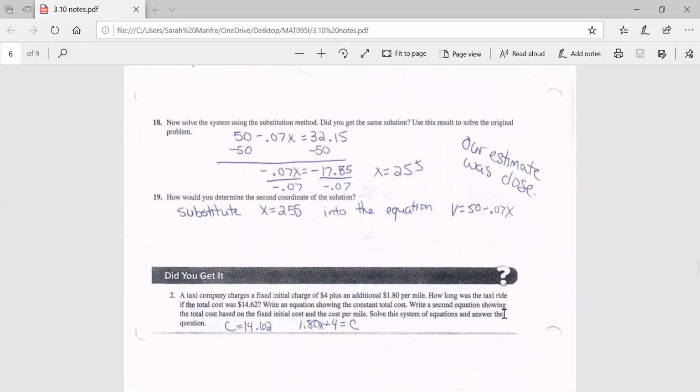All right. So for the next Did You Get It, I just wrote out what your two equations were going to be. I didn't actually solve it, but the answers are in the back of the text after the prep skills section. So if you want to check your answer, I wrote the equations out to make sure you can get those and then go ahead and solve it.